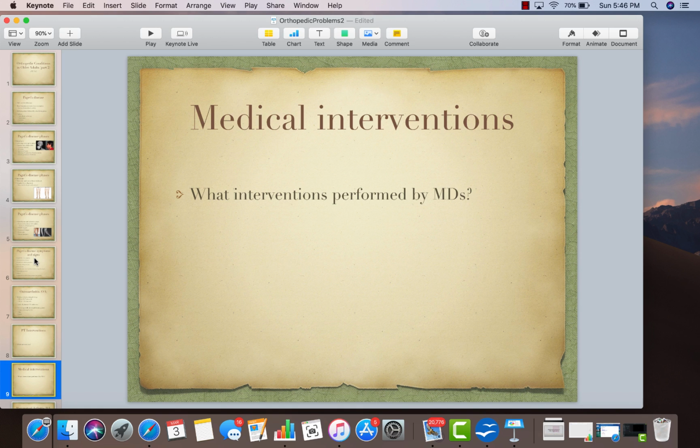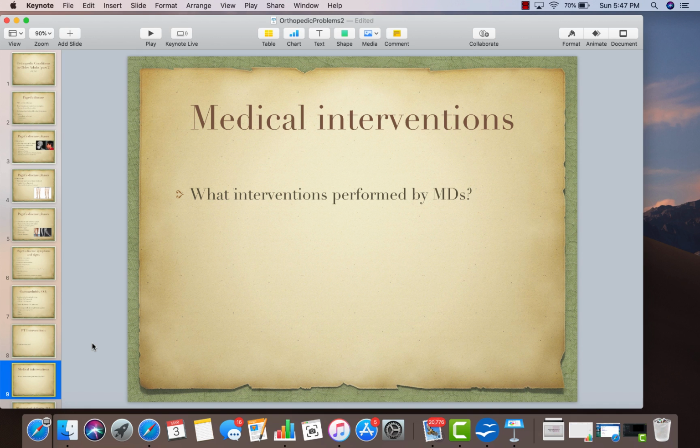Medical interventions. And again, this is meant to be a discussion slide, so just kind of think for a moment. I think you're all familiar with this. Typically, the doctors are going to prescribe medications. It may be NSAIDs. It might be heavier medications, possibly even opiates if the pain is severe.